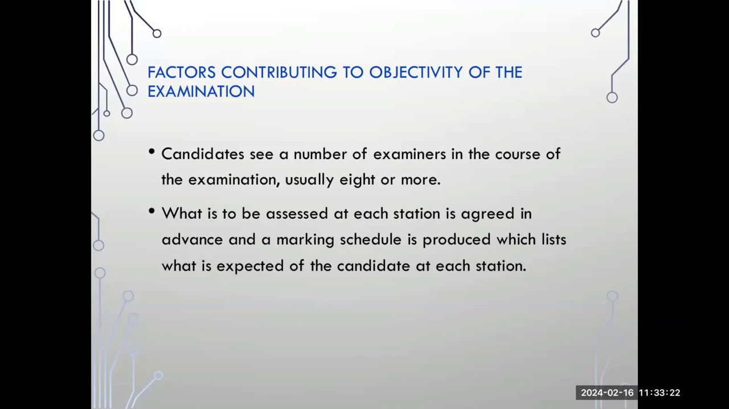What is to be assessed at each station is agreed in advance, and a marking schedule is provided, which lists what is expected of the candidate at each station. It is already clear that if the student forgets this, you have to give this mark. If the student comes back again and does this step later on, then you can give half marks. So it is already decided. It's not that the examiner has to decide then and there.